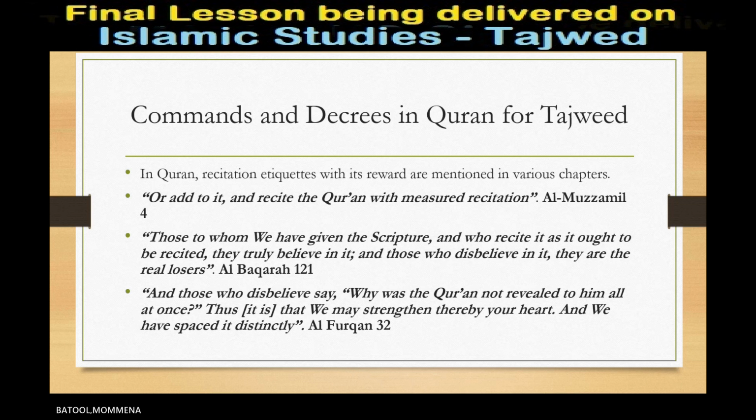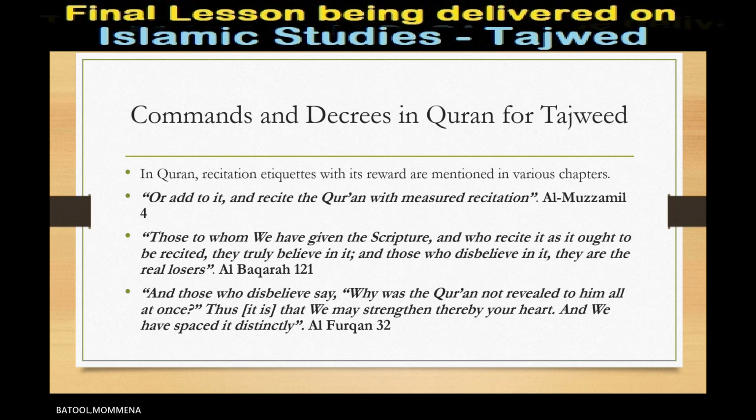See, it's like written in front of you that you have to recite it correctly, the way it is, properly. You have to learn it. And if you make mistakes, intentionally, not unintentionally, intentionally you make mistakes and you recite it wrong and you know it, you have to learn it, but you still make mistakes and you are too lazy to learn it, then what are you? They are the real losers.